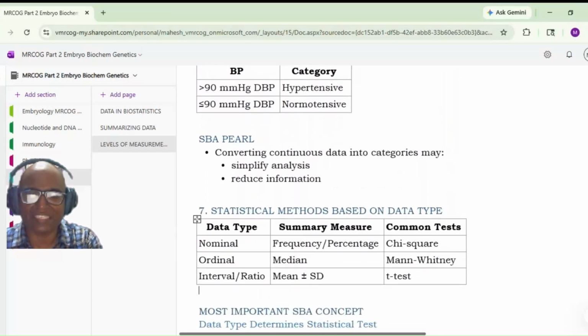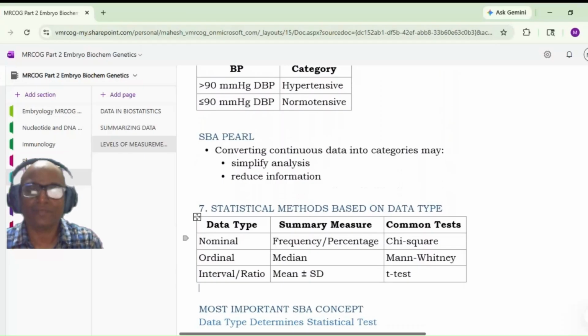Next is the statistical method, which is based on the data type. What statistical methods you use will depend upon what type of data you're dealing with. Suppose you have nominal data, then you will measure the frequency and the percentage, and you will use the chi-square test. When you have ordinal data, you will measure the median, and the test applied is the Mann-Whitney U test. Then if you have a higher level of data, that is interval or ratio scale, you will summarize with the help of mean and standard deviation, and you will use the t-test for the comparison.